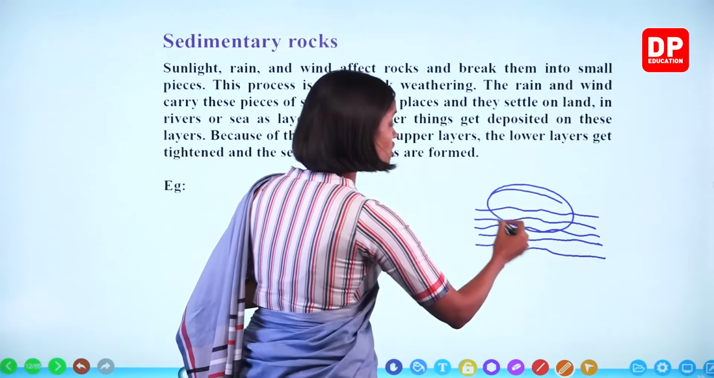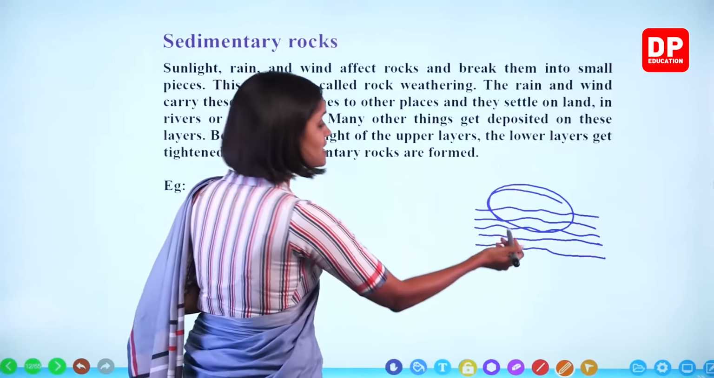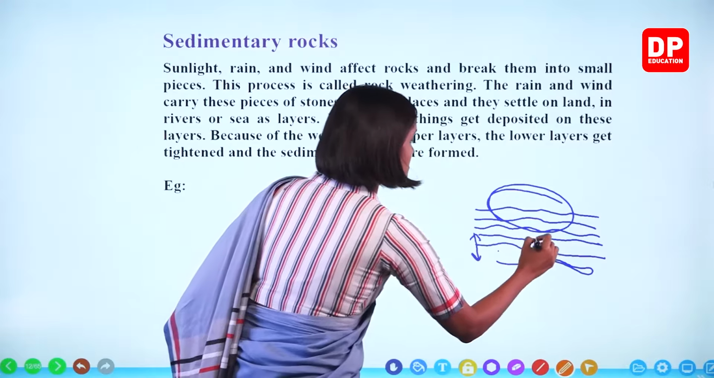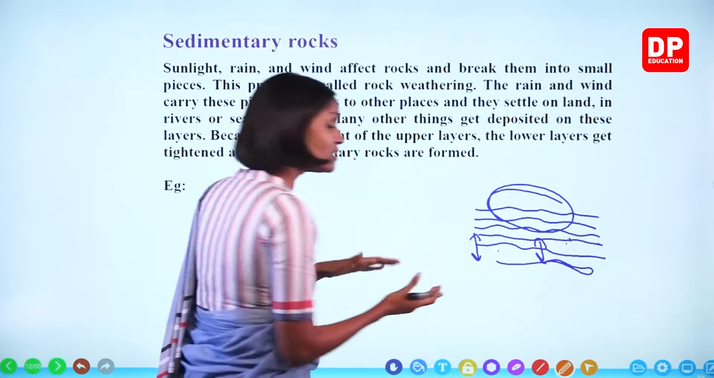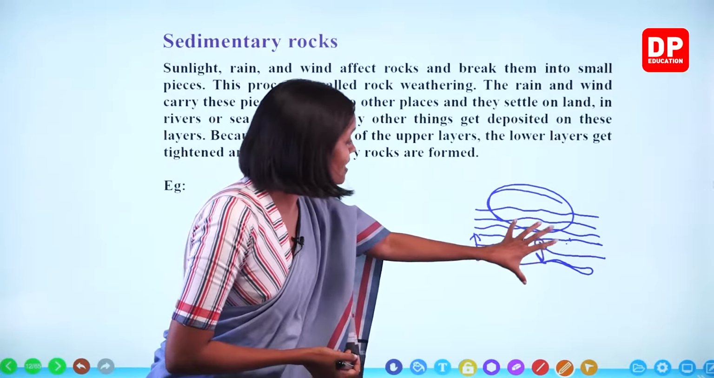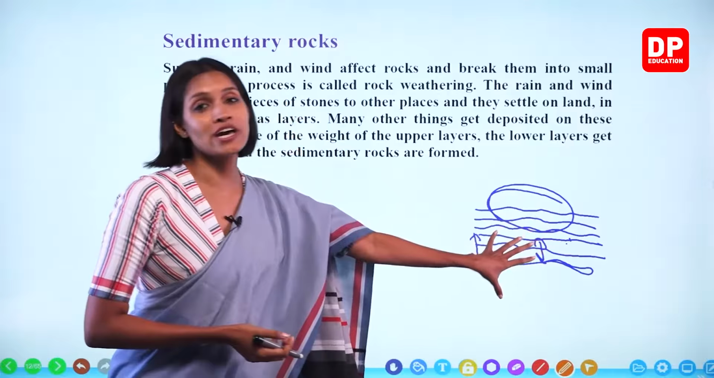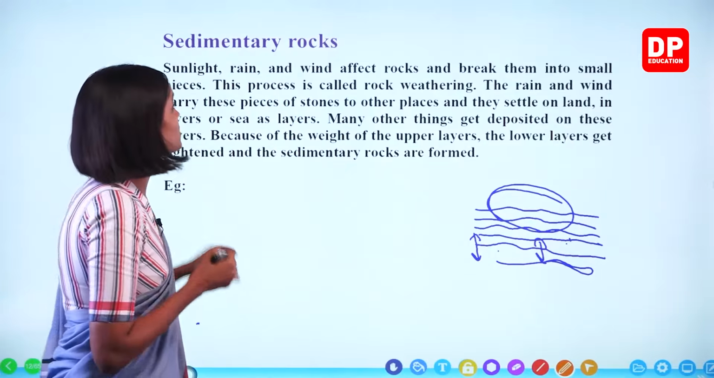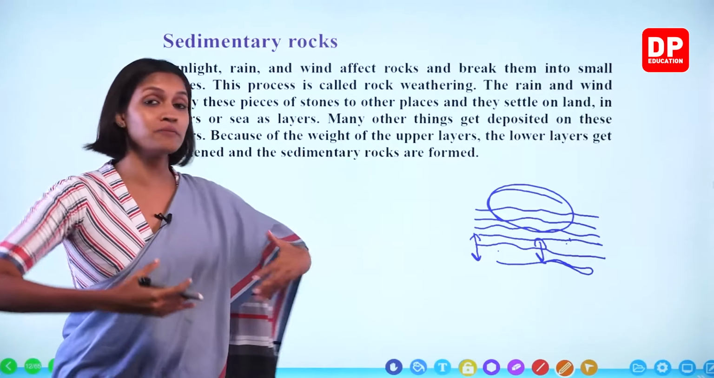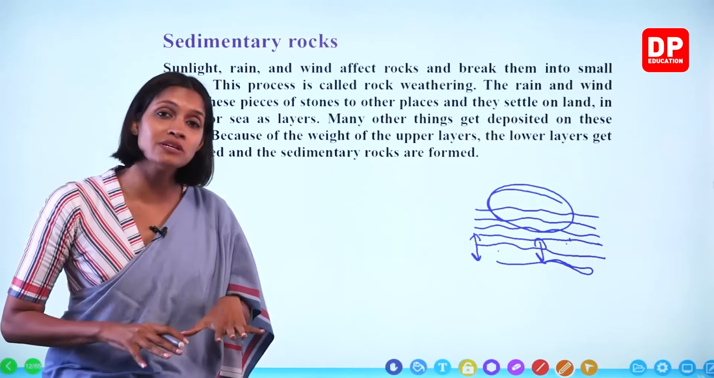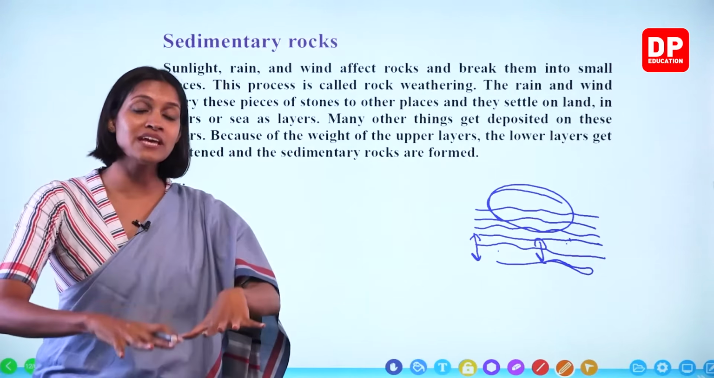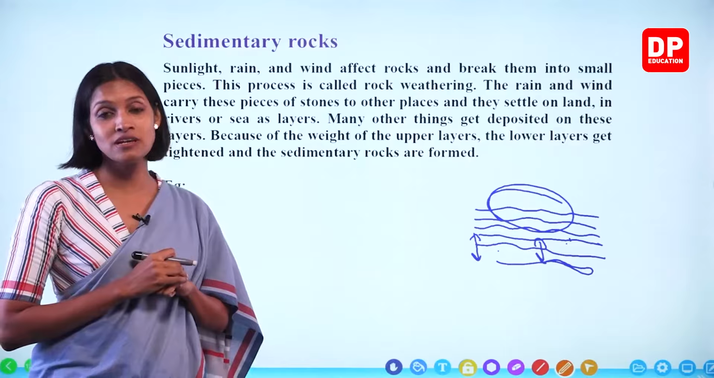Because of the weight of these upper layers, these lower layers get nicely pressed. They get pressed and become hard, and they turn into a new type of rock. It is known as sedimentary rock. Sedimentary rock is formed because of sedimentation. Sedimentation means small particles like this deposit at one place. It is known as sedimentation.